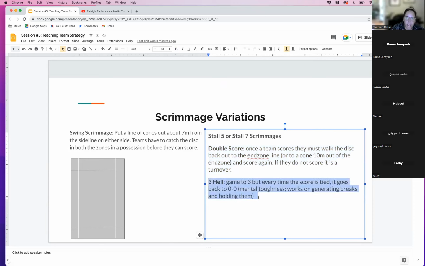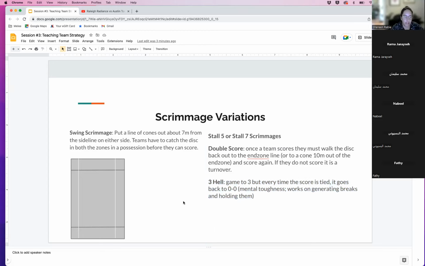There's a scrimmage variation called free hell. That's good for mental toughness. So it's a game to 3, but every time the score ties, it goes back to 0-0. So if you're trying to get your team to be better about holding their break, like generating a break and holding it, or as they go up, keeping the intensity up and scoring as much as possible once they have a momentum shift, this is a really good one to do.